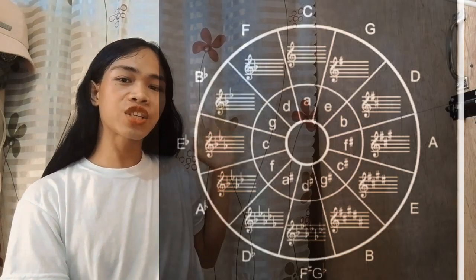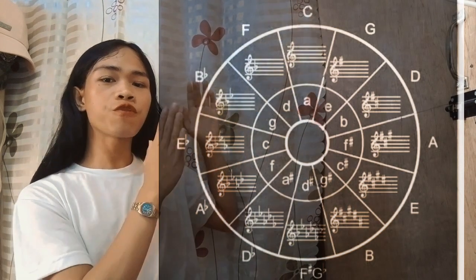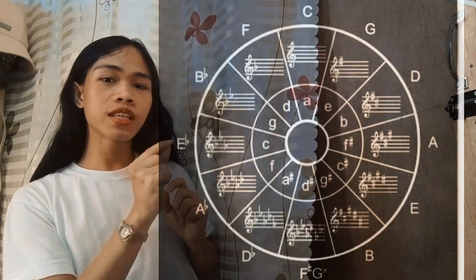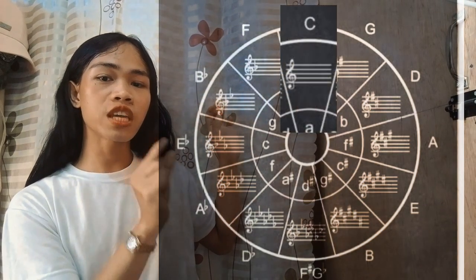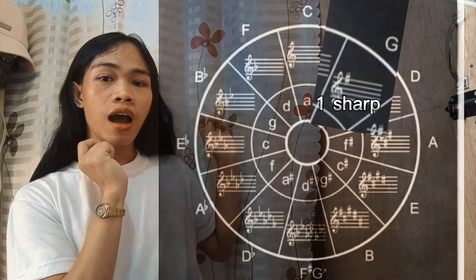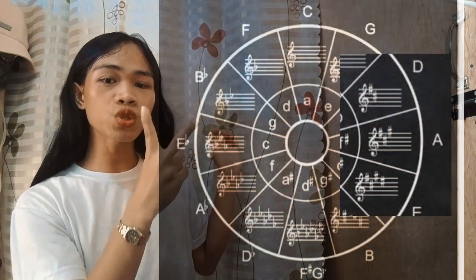Now here is the circle of fifths. The illustration of the circle of fifths. If you follow the chart clockwise, you'll see that a sharp is added with each key. C major contains no sharps. G major contains one sharp. Also, D major contains two sharps, and so on.